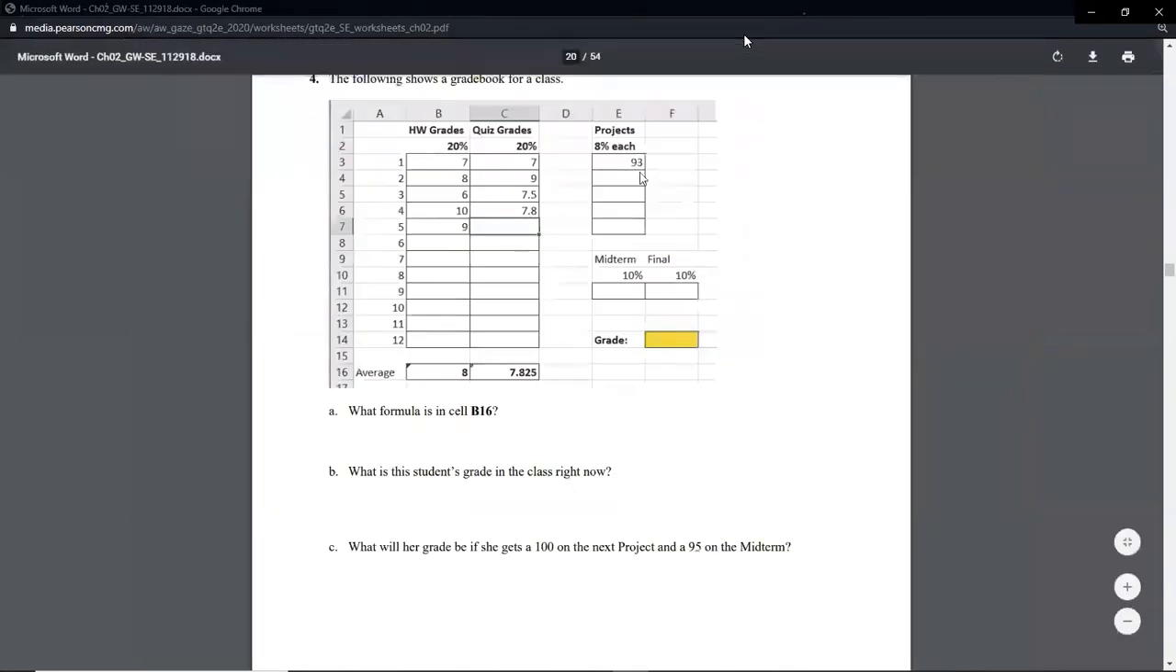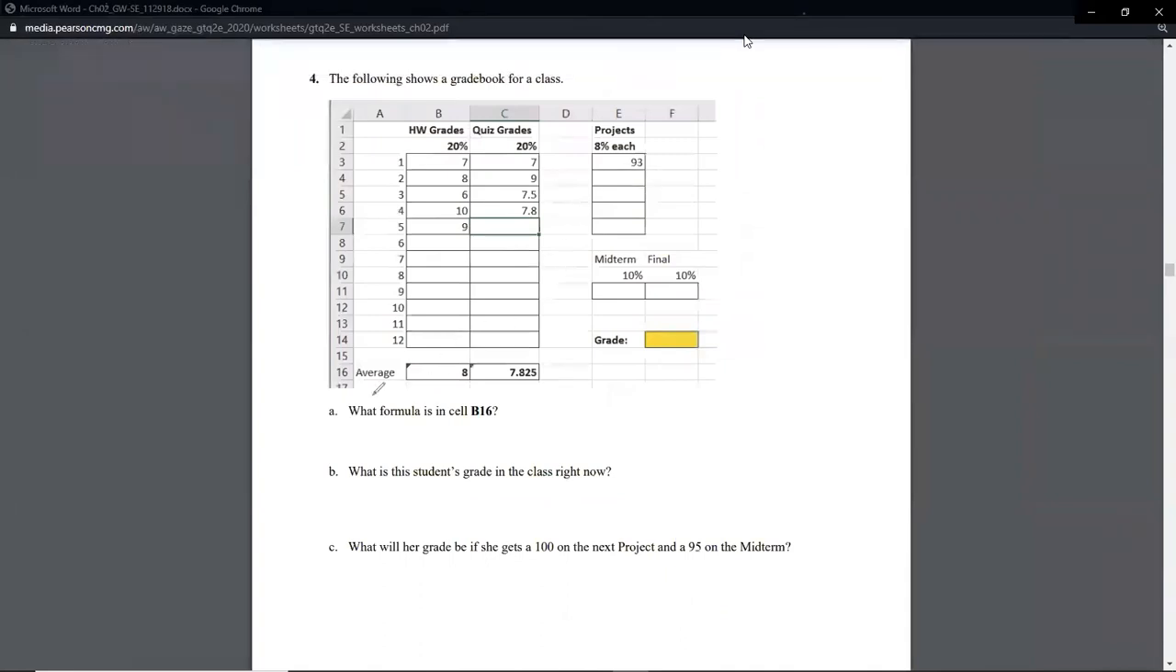There we go. Let's go to annotate. What formula is in cell B16, which is right here? Well, it's a formula, so equals. There is a word staring you in the face, which tells you exactly which Excel function. This is the average of all the homeworks. This is the average of all of these homework grades.